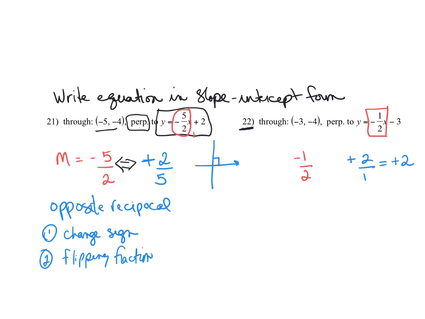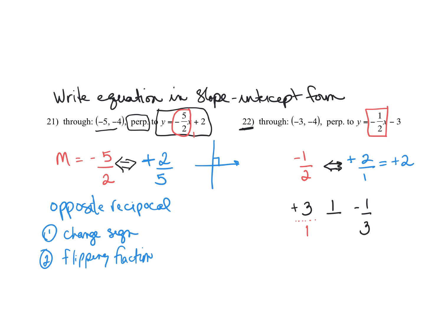So what we have here is 1/2 becomes 2/1. If you were given, let's say, the whole number 3, the perpendicular slope would be negative 1/3. I need the opposite sign, and I get that 1 in the numerator because I can write any whole number as a fraction by putting it over 1. So that's just a little recap on opposite reciprocal slopes for perpendicular lines.